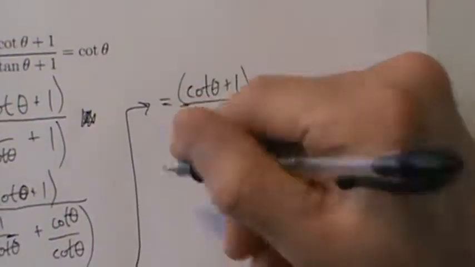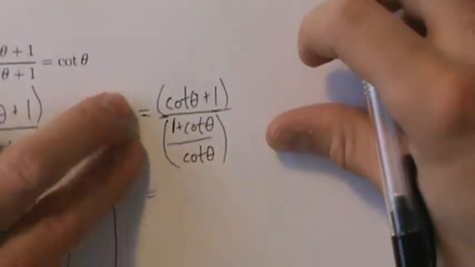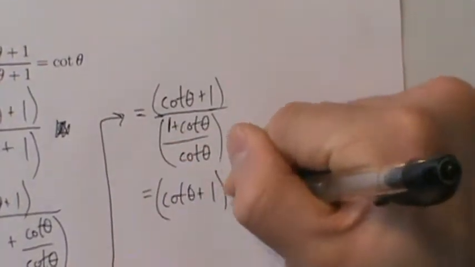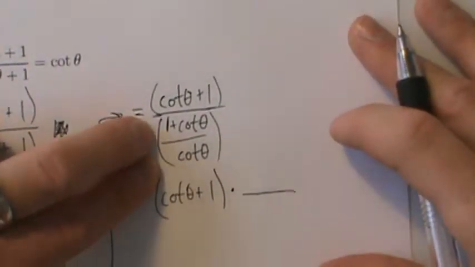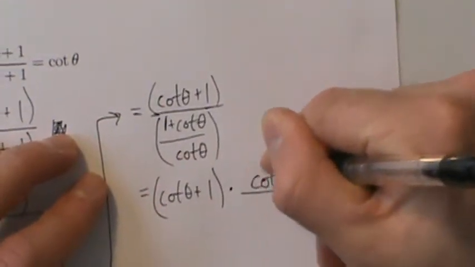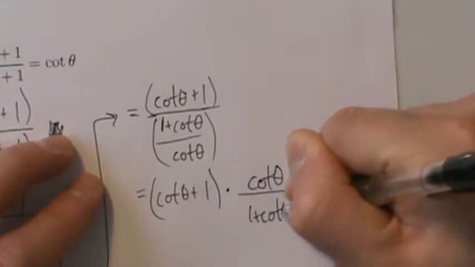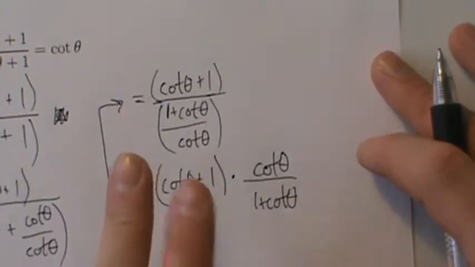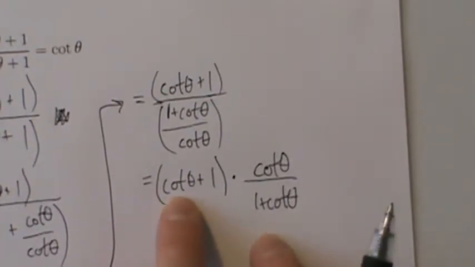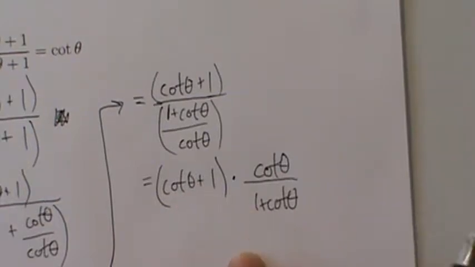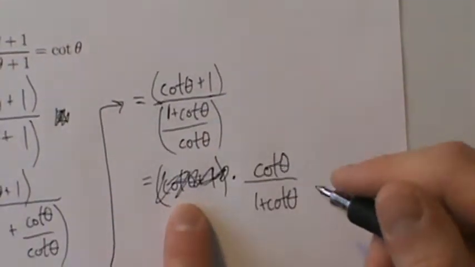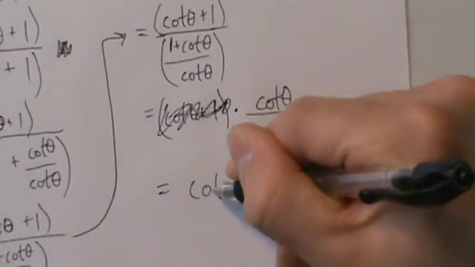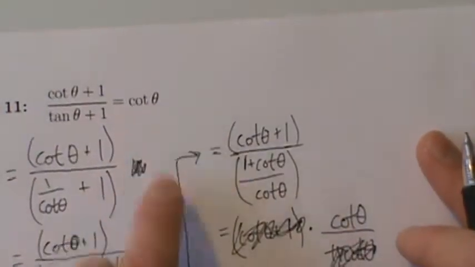Now when you divide by a fraction, that's the same thing as multiplying by the reciprocal. So let's take the cotangent of theta plus 1 and multiply it by the reciprocal of this fraction down here. The reciprocal is cotangent on top, and on the bottom is 1 plus cotangent of theta. Well, hey, 1 plus cotangent of theta is the same thing as cotangent of theta plus 1. If you add two things together, it doesn't matter what order you add them in, so these are exactly the same thing. This one's off to the side, which is the same thing as being on top, so it cancels with the one on the bottom. What we're left with is cotangent of theta. Is that what we wanted? Yes, it's what we wanted.